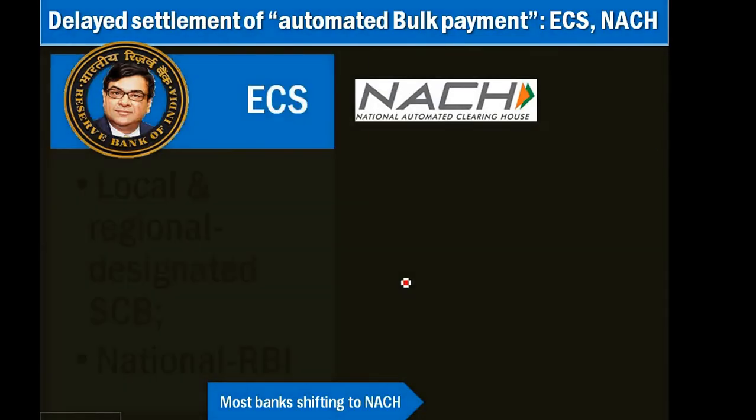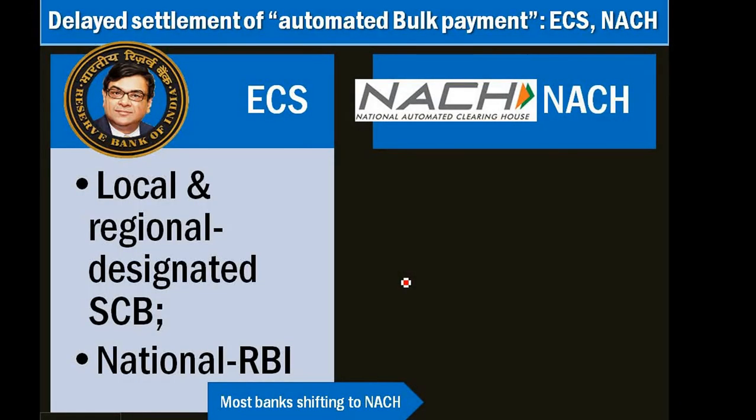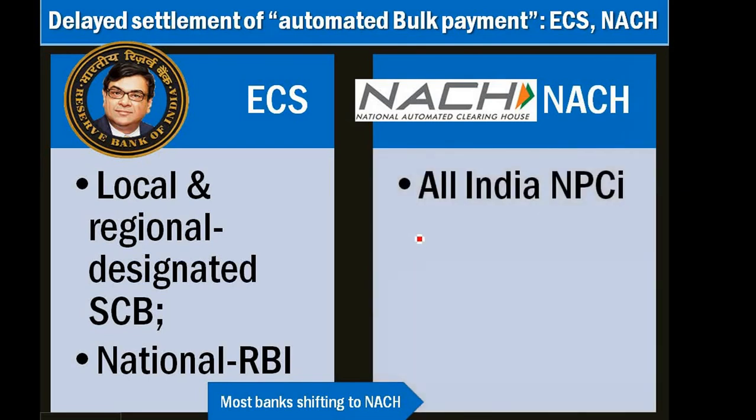auto debit form, using which you can use NACH or ECS to subscribe to auto deduction services from your account. So this is delayed payment settlement, which is automatic bulk payment. What is delayed settlement? It means automatic bulk payment, which is ECS and NACH.